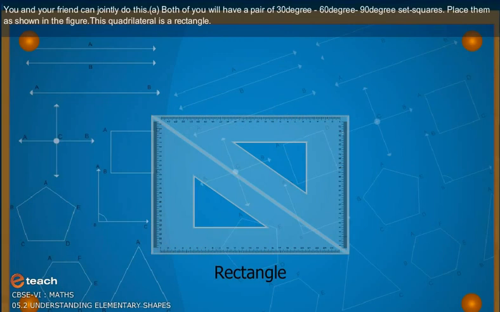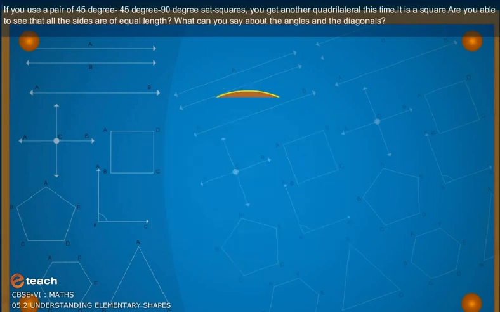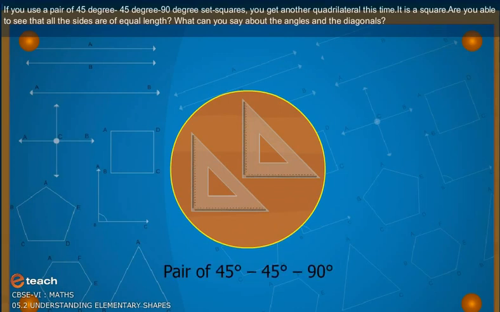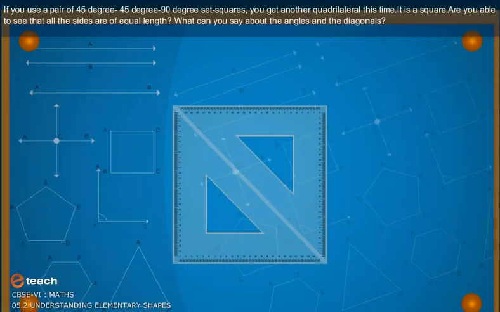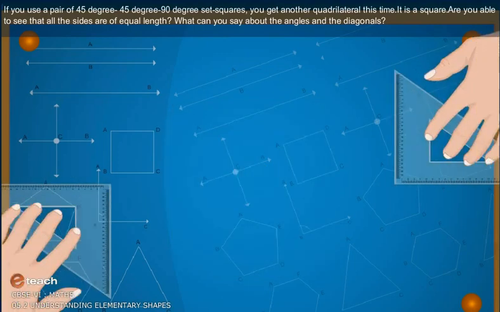This quadrilateral is a rectangle. If you use a pair of 45 degree, 90 degree set squares, you get another quadrilateral this time. It is a square. Are you able to see that all the sides are of equal length? What can you say about the angles and the diagonals?